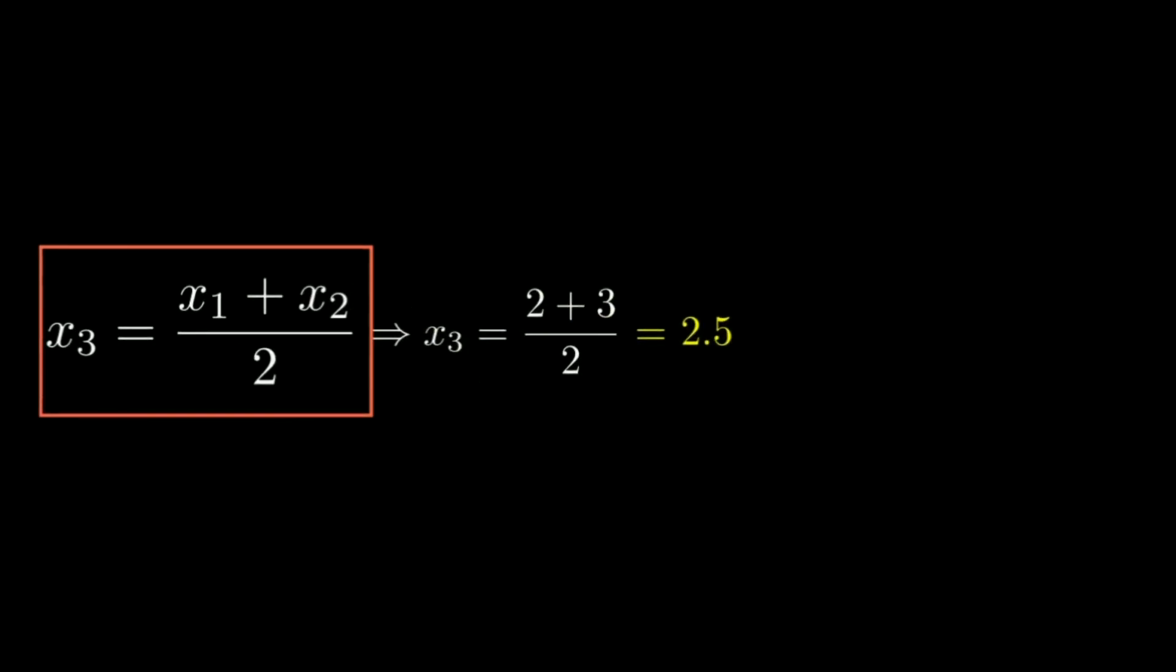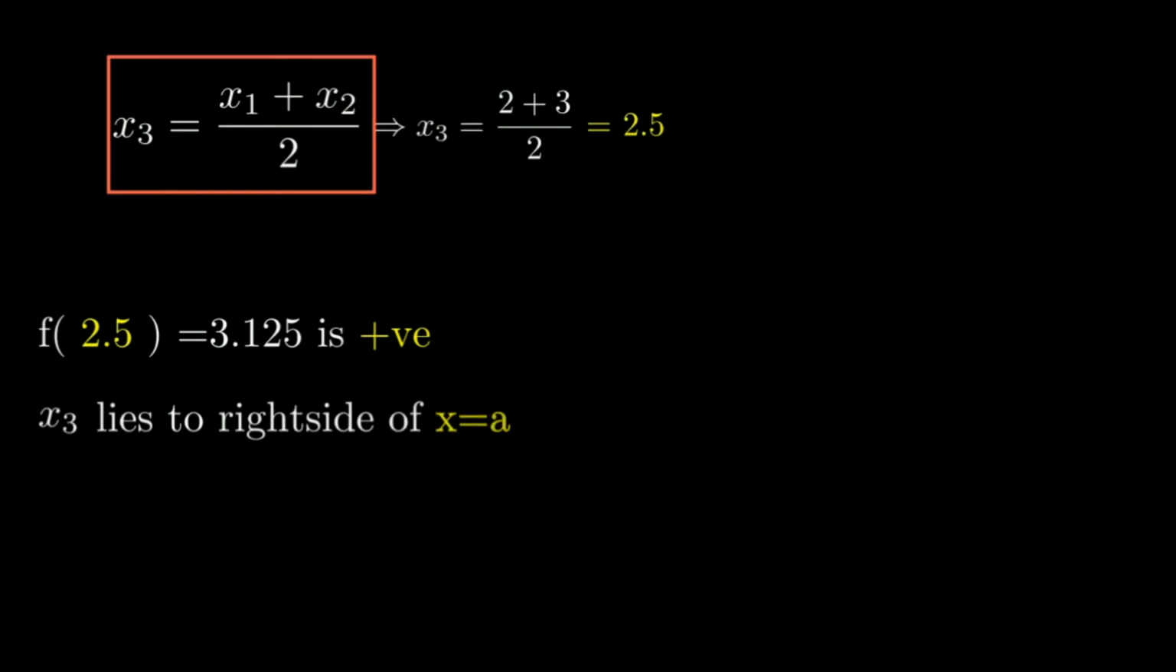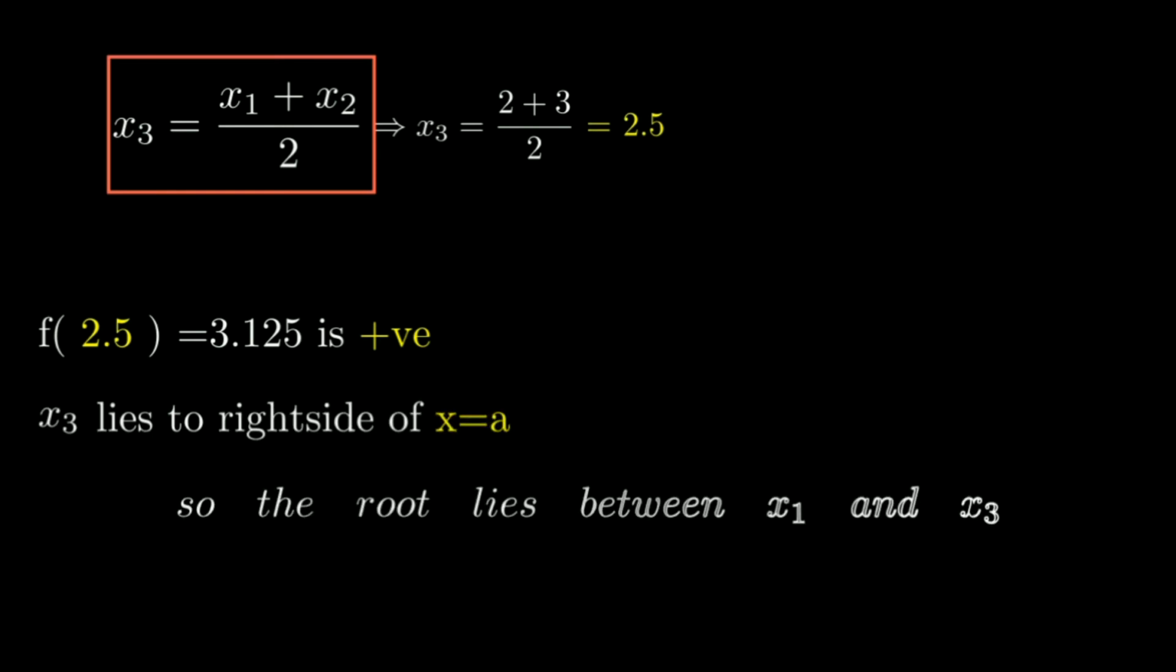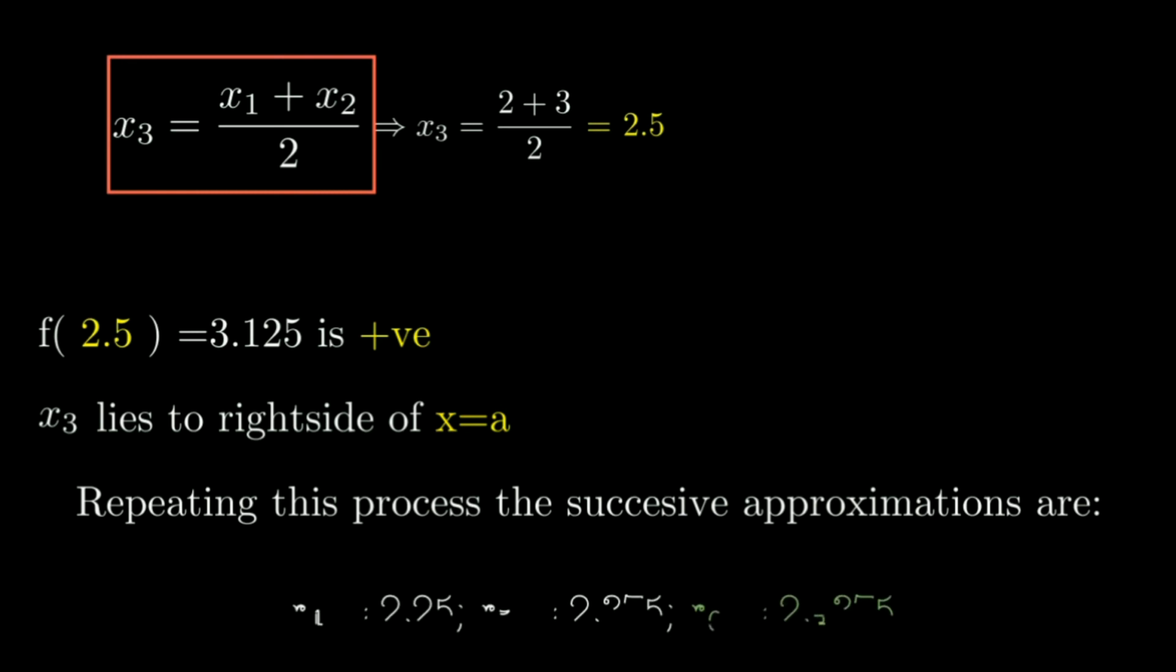And now we calculate our first approximation as 2.5 and find the functional value of this approximated value. As it is positive, it lies to the right side of x equals a. And if we go for more iterations, we get the most approximated value of the root.